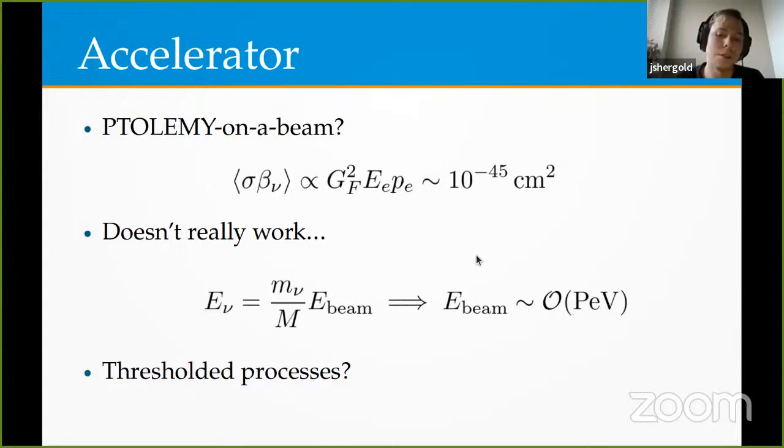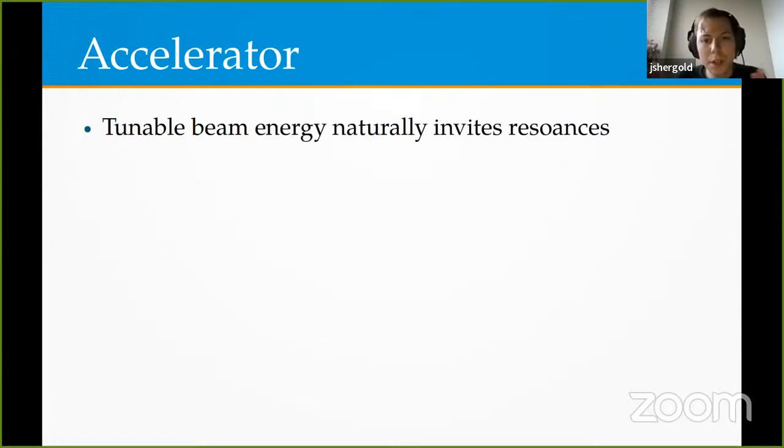But we figured if we were going to be so crazy as to consider building a beam of this sort of energy, or of this sort of scale at least, we might as well start at least considering thresholded processes, right? So processes now where the neutrino needs a minimum energy to actually take part. And if we did, we realized we could actually start exploiting resonances, which I've spelt wrong up here. Yeah, the idea here is if you tune the beam energy so that you precisely hit a resonance, you can get quite a large cross section.